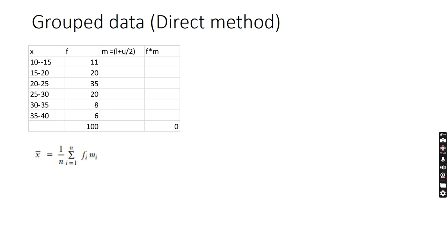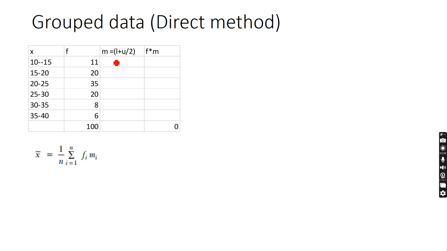To calculate the mean, we have a formula summation fm upon n. If you notice, it's the same formula except instead of fx we have fm. To understand what is m, m is a mid value of the class interval. Now, how do you calculate the mid value? It would be the average of the upper limit and the lower limit. In our case, we have 10 plus 15, which is 25 divided by 2, which would be 12.5. For the second class, it would be 17.5. For the third one, 22.5.